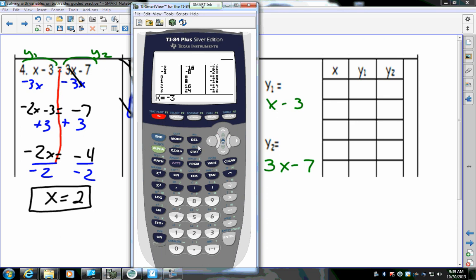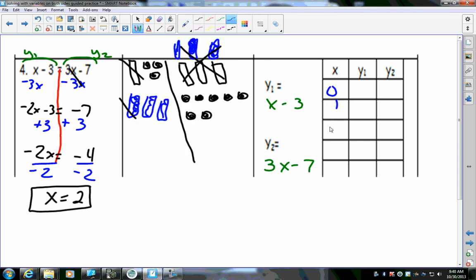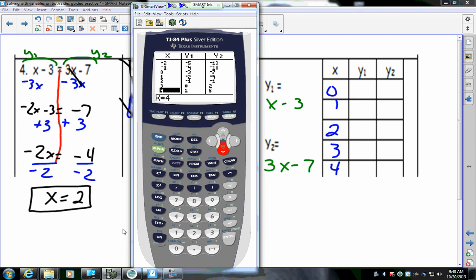So I go into y equals. I put in there x minus 3 and 3x minus 7. I'm going to press second graph. I believe the answer is 2. So let's see. At 2, it's -1 and -1. So let me put in here 0, 1, 2, 3, 4. Hold this back up so I can fill it in right.